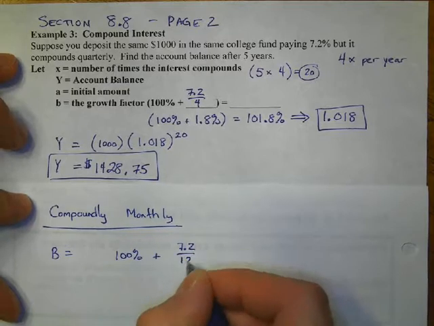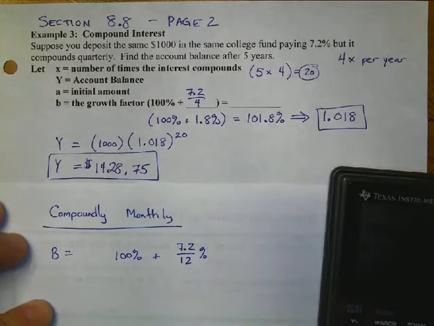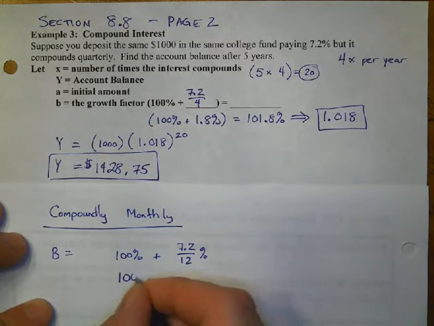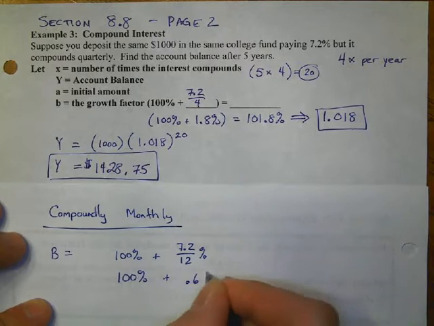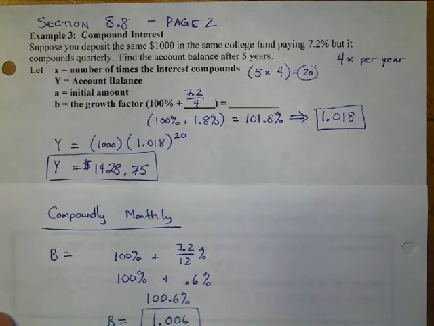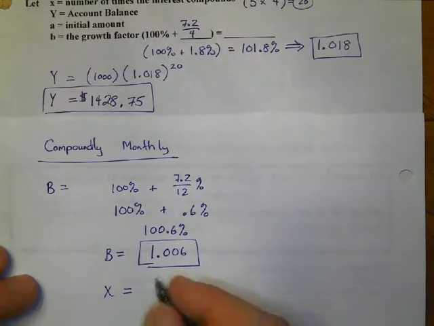So if we compound this monthly, now our growth factor is going to be 100% plus 7.2 divided by 12%. As we work through this, 7.2 divided by 12 is 0.6. So we have 100% plus 0.6%. That's 100.6%. As a decimal, 1.006. That is our growth factor.